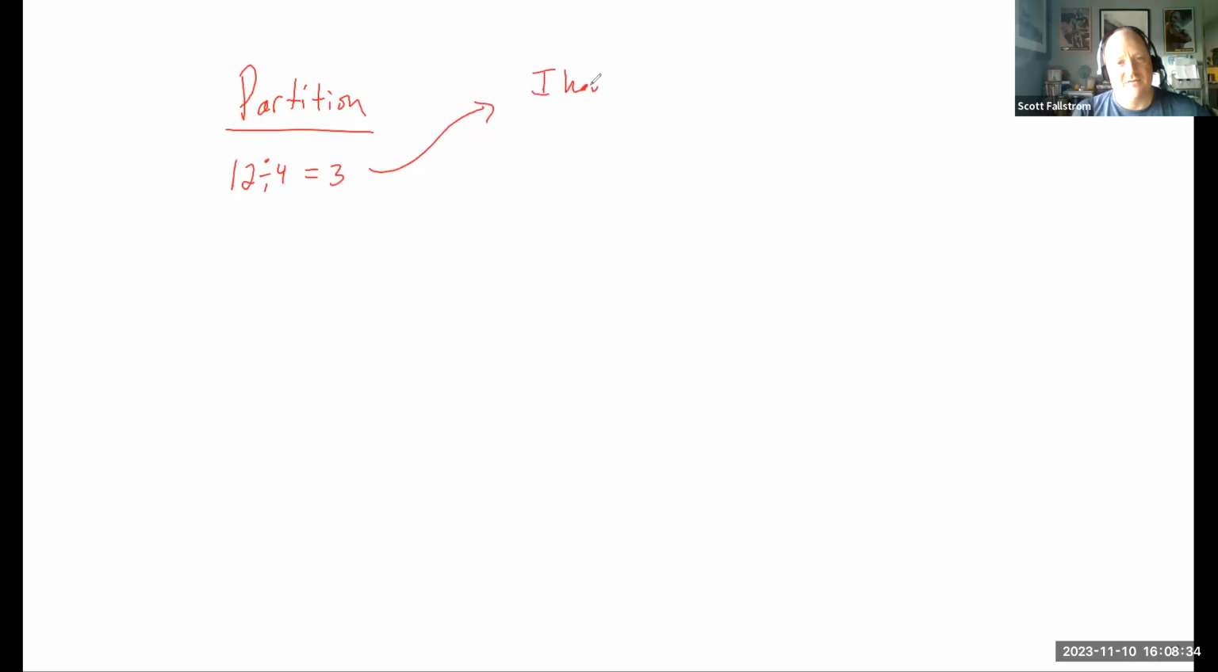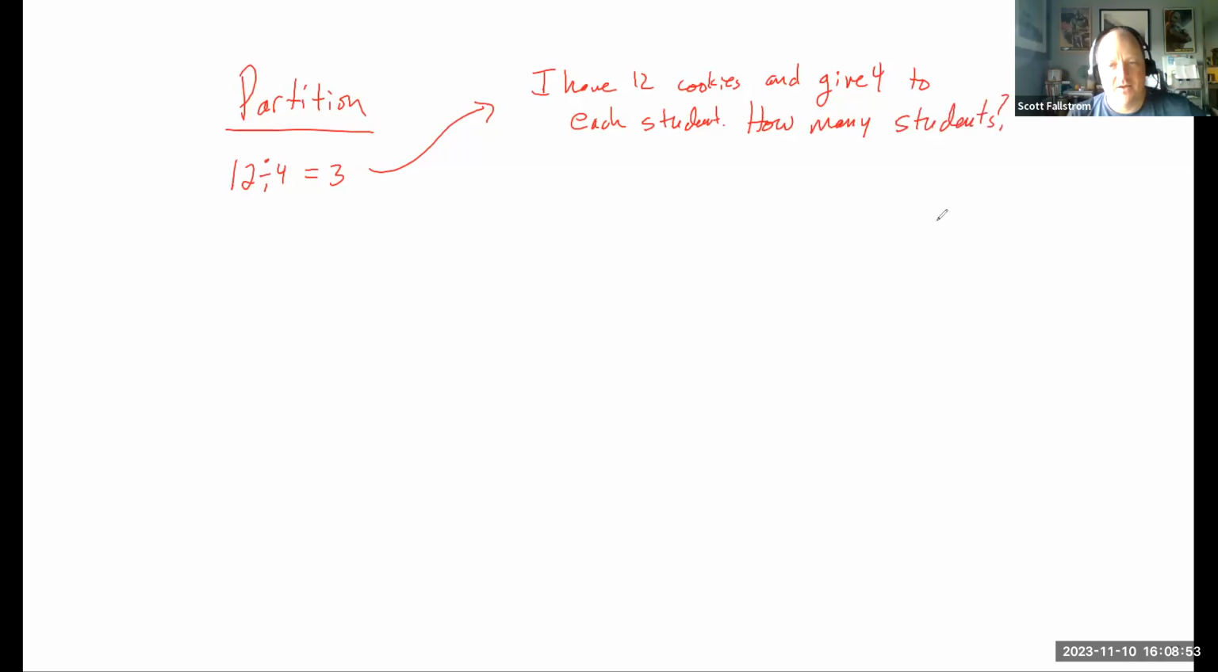I have 12 cookies and give 4 to each student. How many students can I give cookies to? How many? So take a look at this. Think about what you're doing, right? In this problem, I have a certain amount. I take 4 of them and I give 4 to a student. I give 4 to the next student. That is repeatedly subtracting. This question here is measurement. That's the model that you'd want to use.